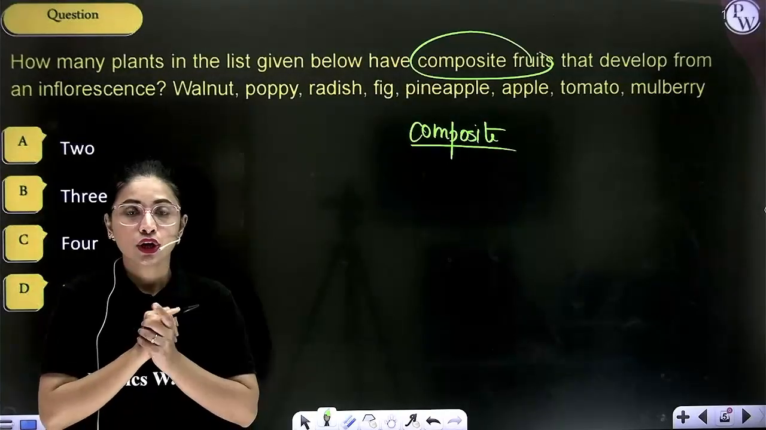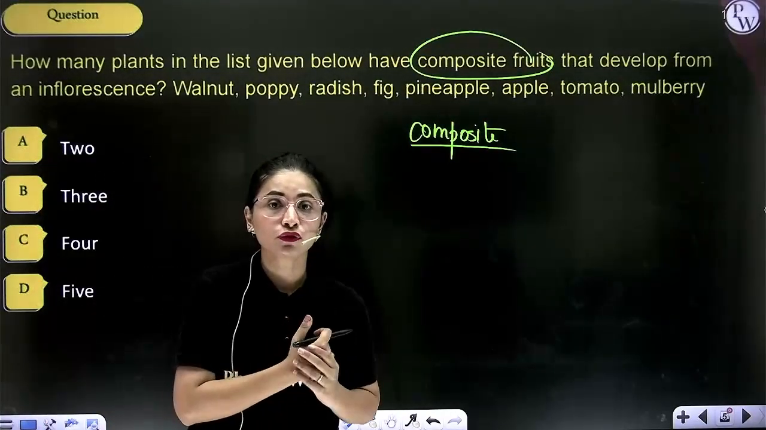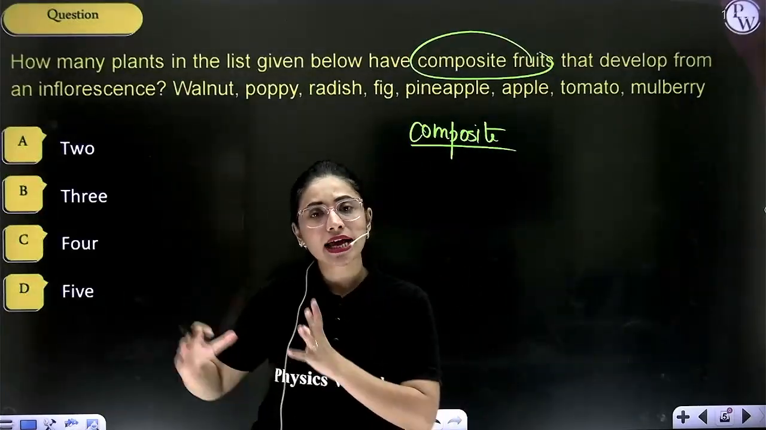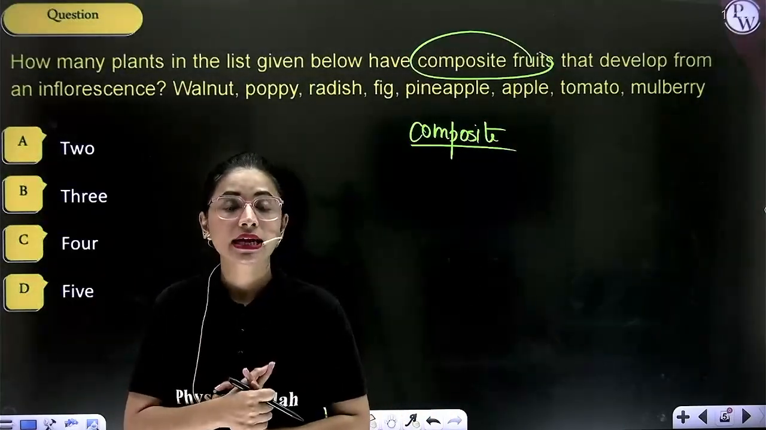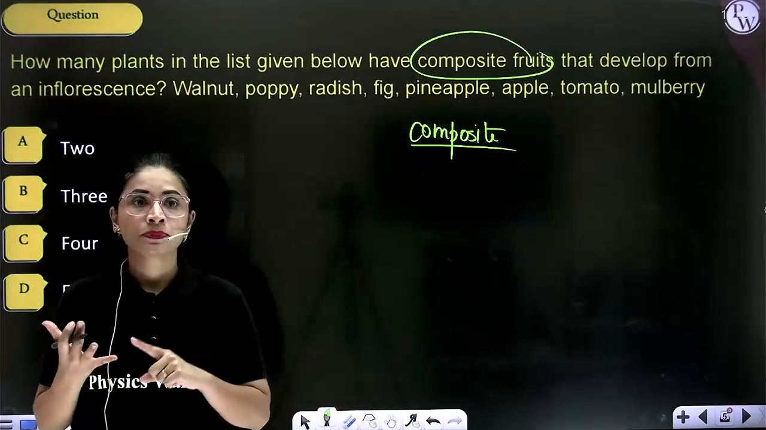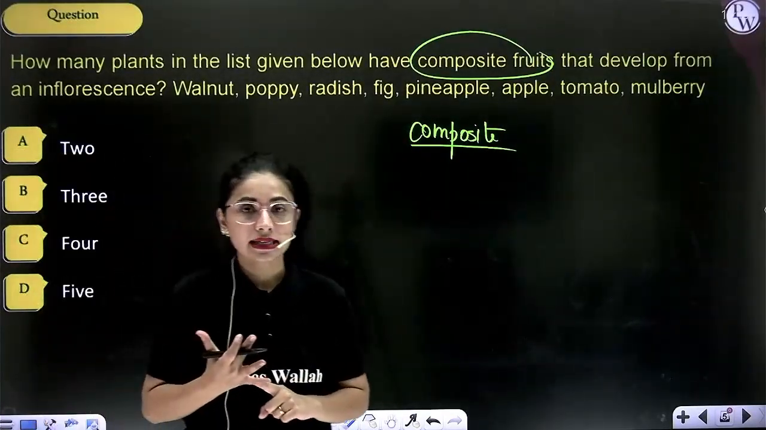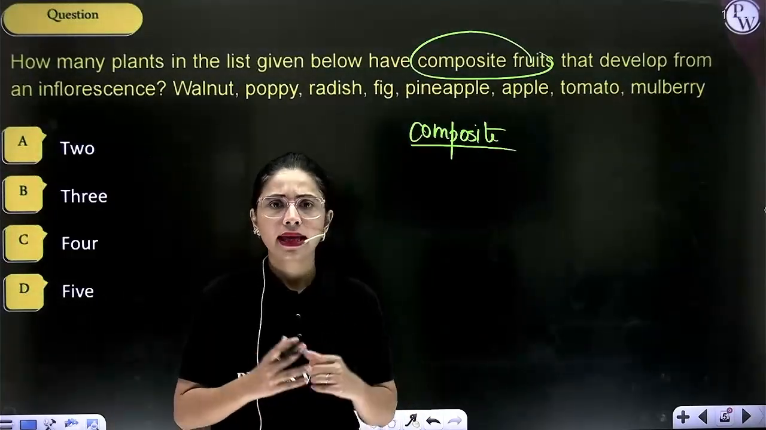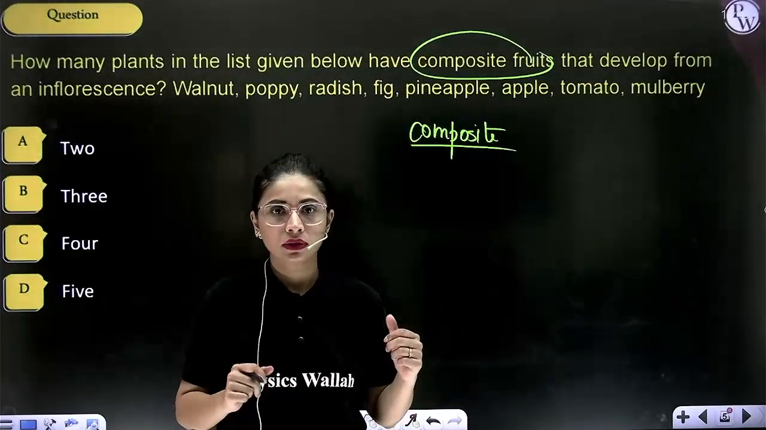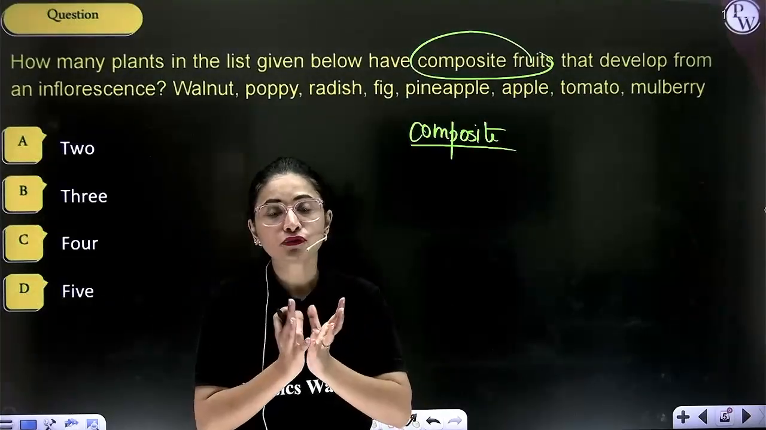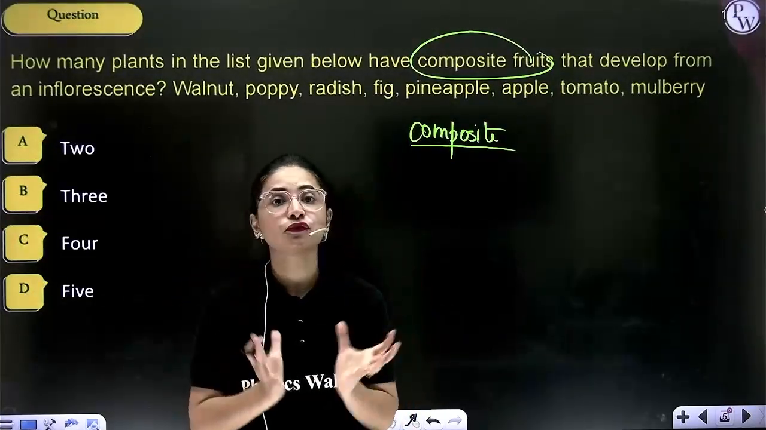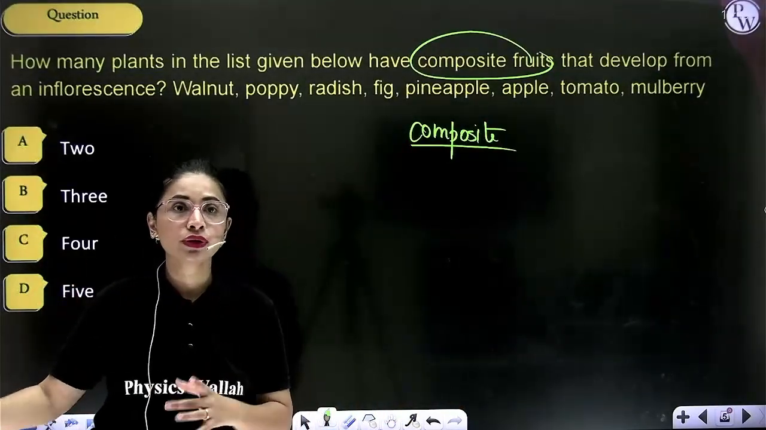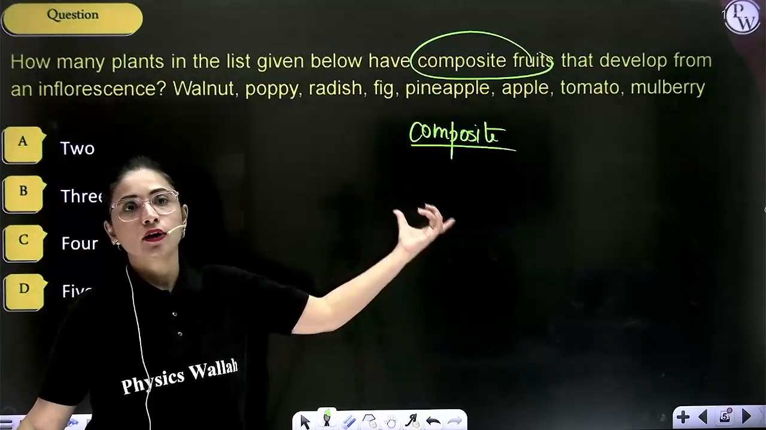Yes or no? So basically, beta, there are three types of inflorescences: racemose inflorescence, cymose inflorescence, and some special type of inflorescence like hypanthodium, cyathium, and verticillaster. Now, when a flower transforms into a fruit, then that is called a simple fruit. But when a group of flowers, that is a cluster, if the whole inflorescence transforms into a fruit, then that is called as composite fruit.